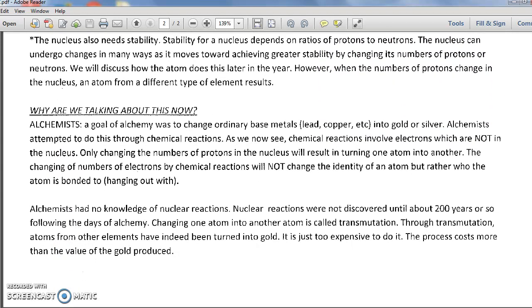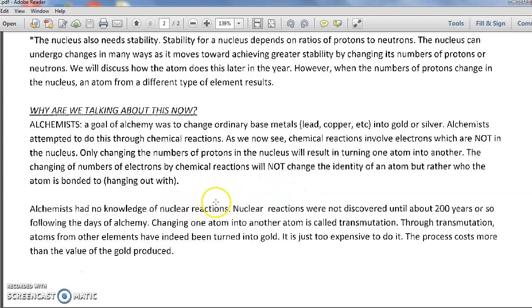Why are we talking about all of this? Well, it was the goal of alchemy to change ordinary base metals into gold or silver. Alchemists tried to do it via chemical reactions. We now see that chemical reactions involve the electrons, which are not in the nucleus. Electrons orbit the nucleus. Only in changing the number of protons in the nucleus can we turn one atom, or transmute one atom, into another. Changing the number of electrons by chemical reactions will not change the identity of the atom. It just changes who the atom is bonded to.